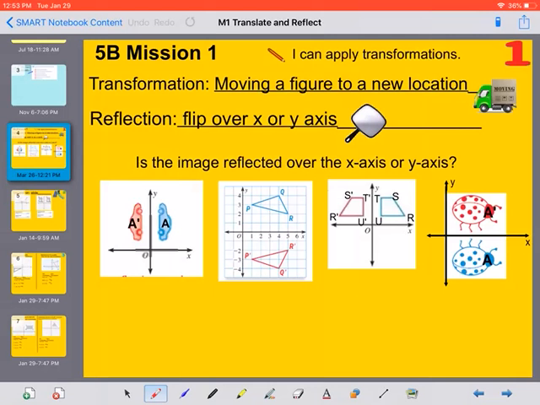Hello, today we are starting a new unit, Unit 5B, and today we're doing our first mission, Mission 1. It is: I can apply transformations. Well, what is a transformation? A transformation is simply just moving a figure to a new location.